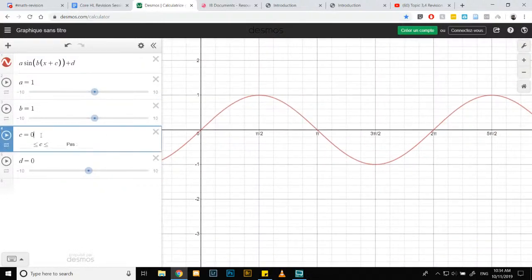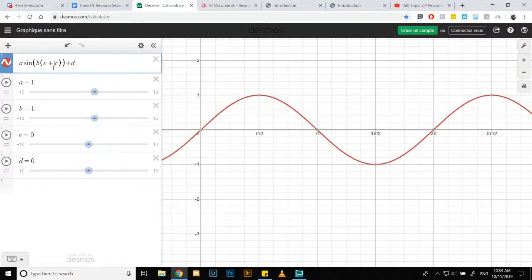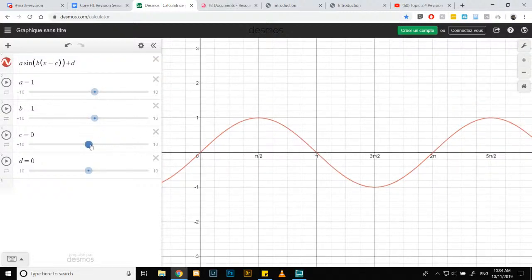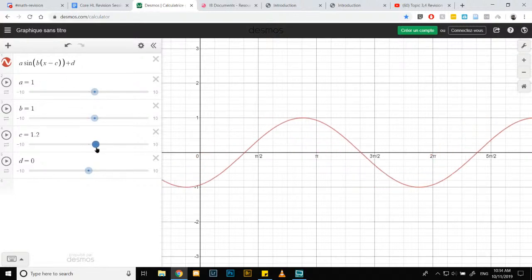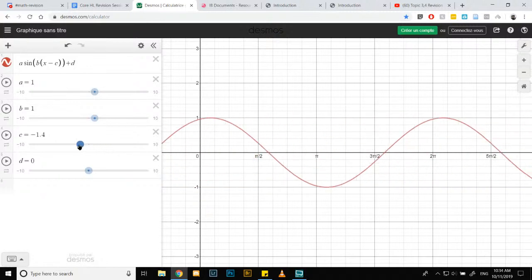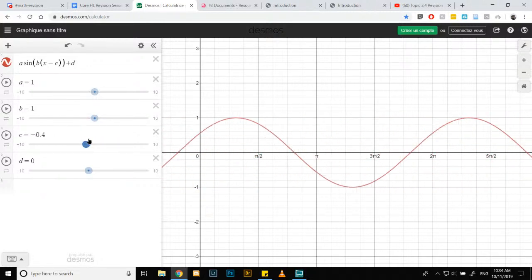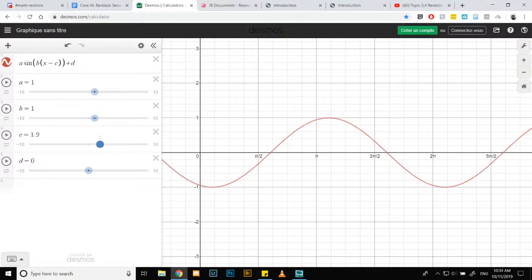Let's start with the other function, which is c. This is a translation. If you notice, we're going to make that a minus c, because that's usually how translations inside work. It will be an inverse of what you'd expect. So if I took away c, it moves to the right. You can see it moving with the slider back and forth, and that's basically it.